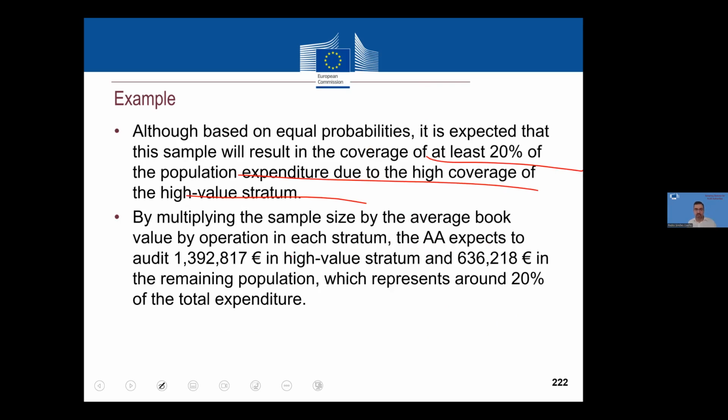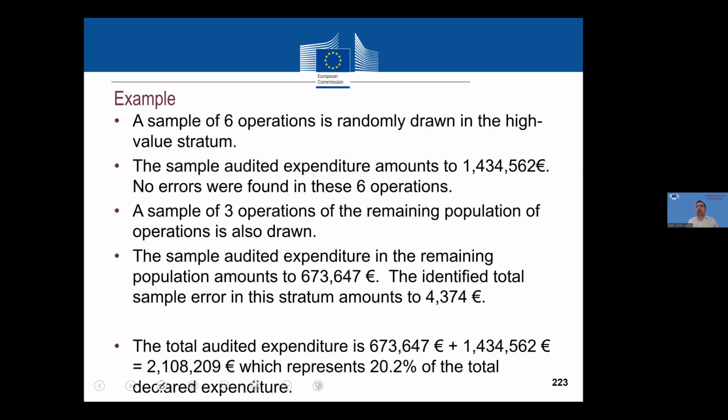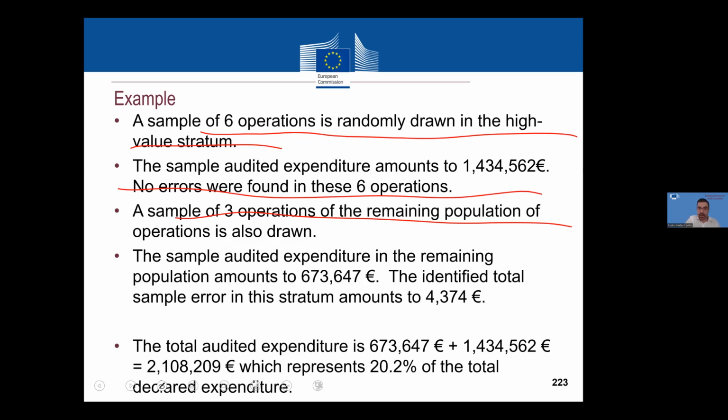Okay, and this was done in this case. So by the end of the day, what do we do? I have a sample of 6 high value operations in the high value stratum. By the way, no errors were found. And I have a sample of 3 operations in the low value stratum, let me call it like that. And we identified an error of 4.4 thousand euros with an audited expenditure of 673,000. So what do we do now? Sorry, this is not the errors. This is the audited expenditure.